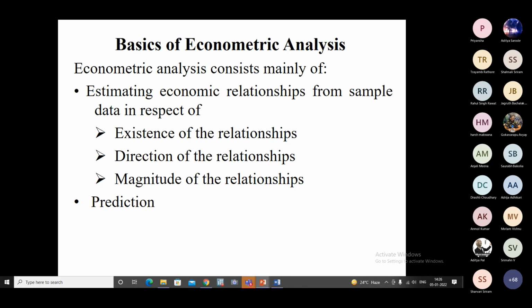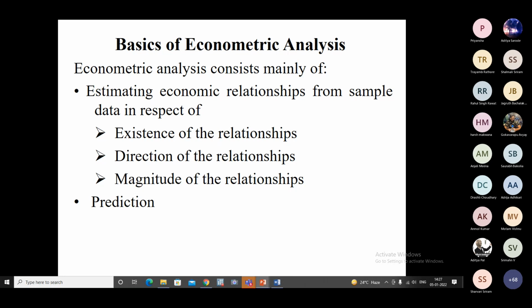Second one is the direction, which will be basically examined in terms of the sign. And the third one is the magnitude. Again, here simply arithmetic comparison will not do. We'll carry out some statistical tests as well.